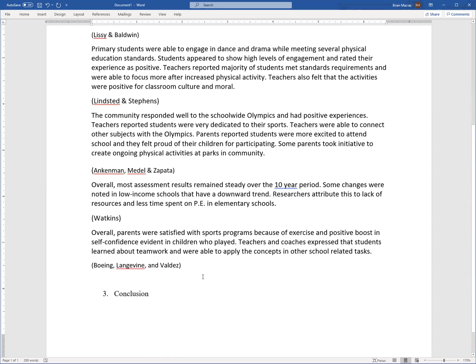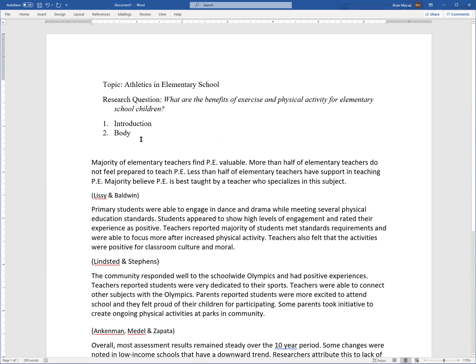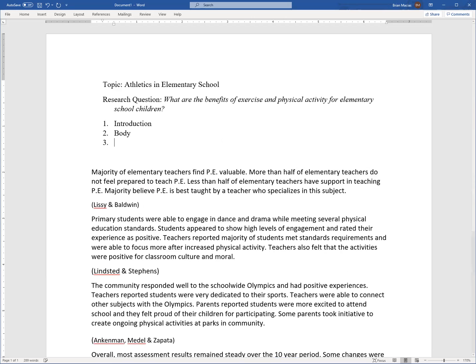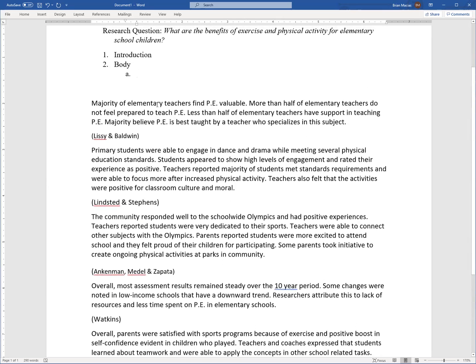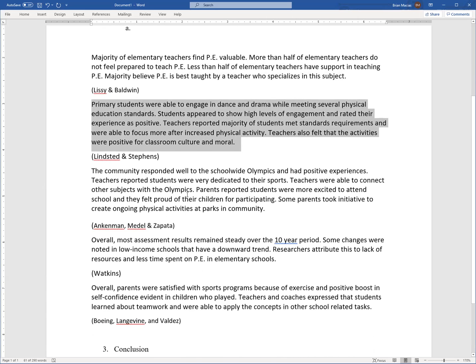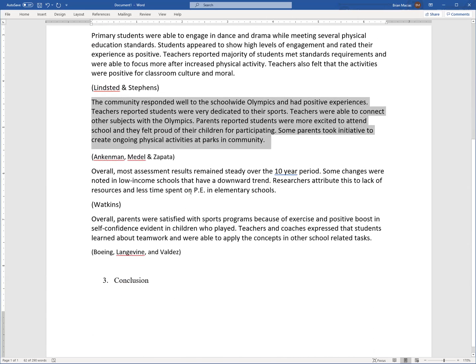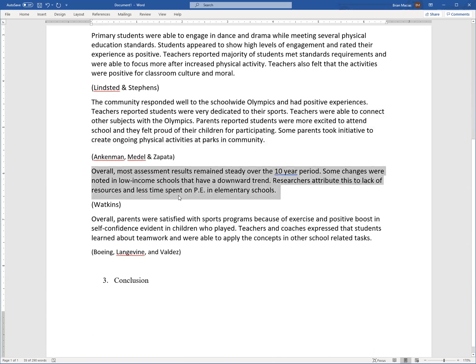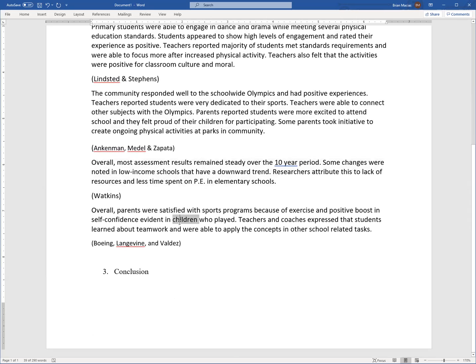And now that I've got this, I want to create an outline within the body of my paper, but I want to make sure that I cover the points that are listed here in this set of data that I've pulled from all these different findings. So definitely we have a couple different ideas. We have some that talk about PE, right? Like this one talks about PE. This one talks about performing arts. This one talks about an Olympics program. This one is PE again. And then this one is sports.